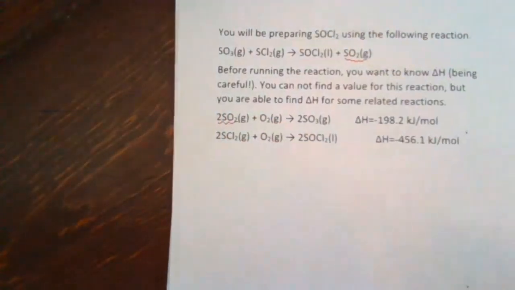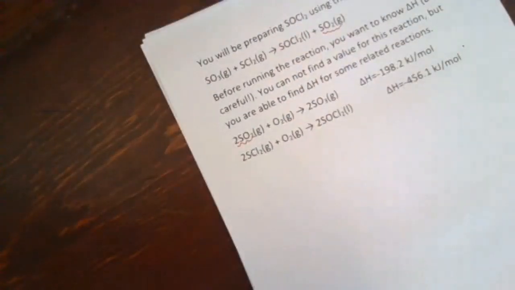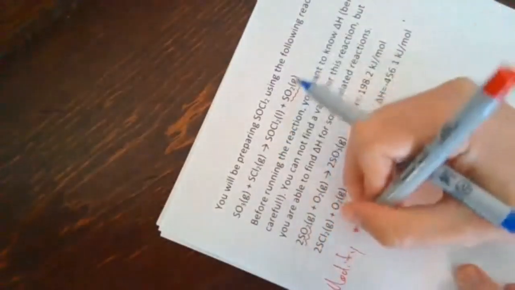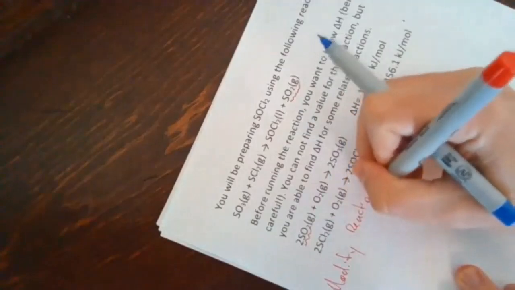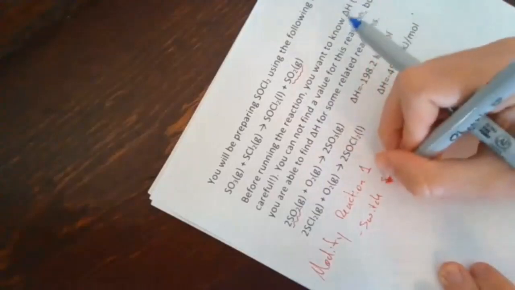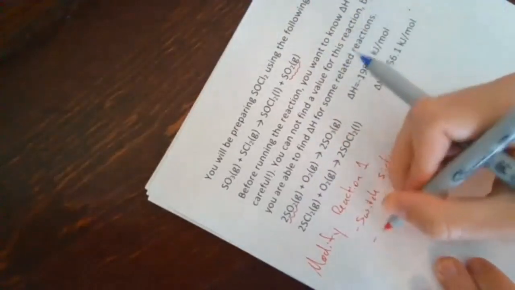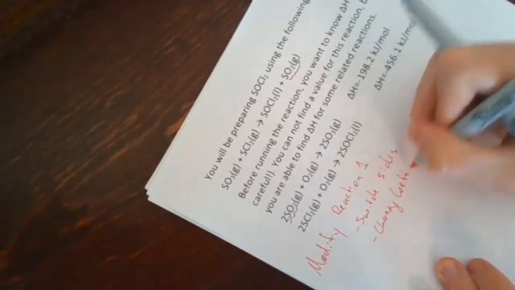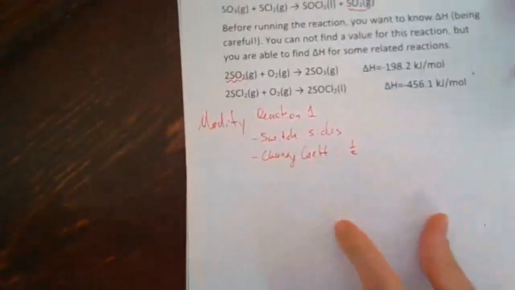So what I'm going to do is modify reaction 1. There's a couple things I need to do. I need to switch the order, or switch sides, and I need to change coefficients. And what I need is for them to be 1/2.